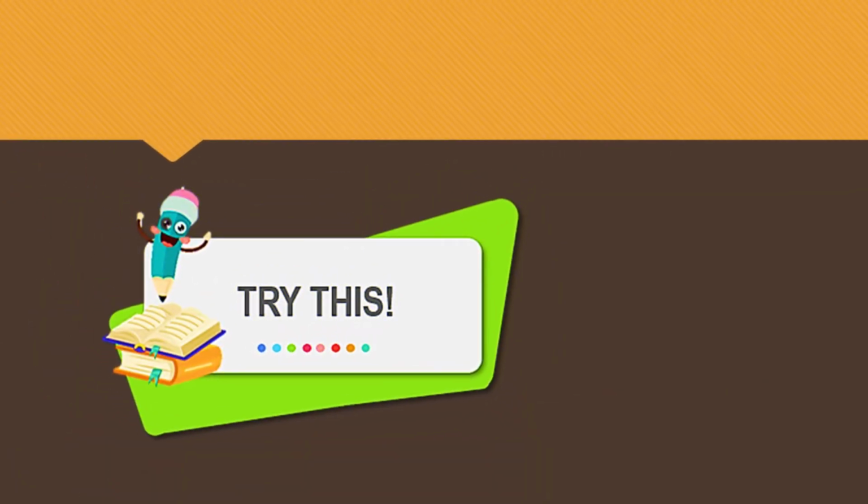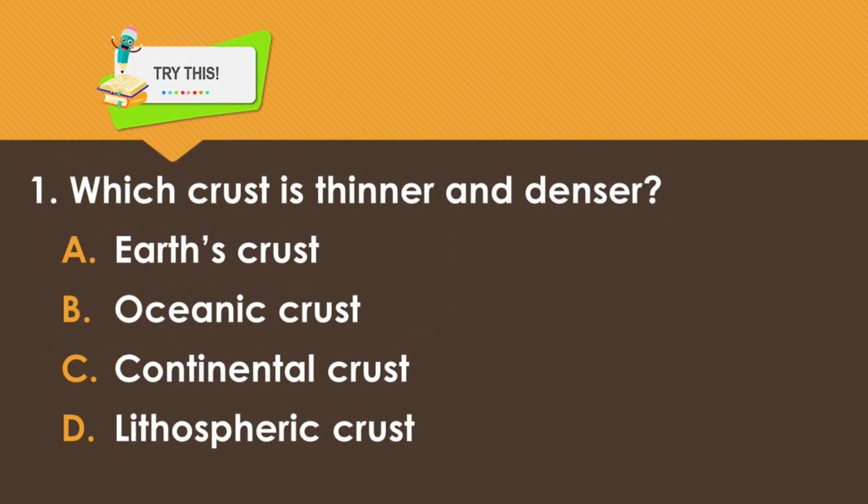Before we start, answer this 5-item quiz. Choose the letter of the best answer and write your answer in your notebook. You can pause the video if you need more time in reading. Let us start. 1. Which crust is thinner and denser? A. Earth's crust. B. Oceanic crust. C. Continental crust. D. Lithospheric crust.